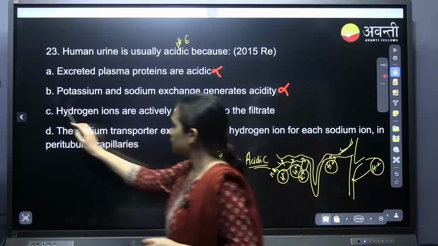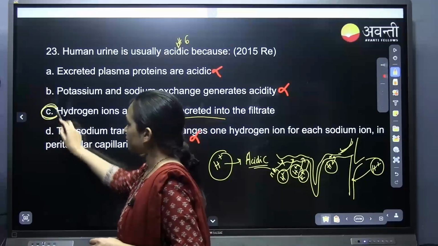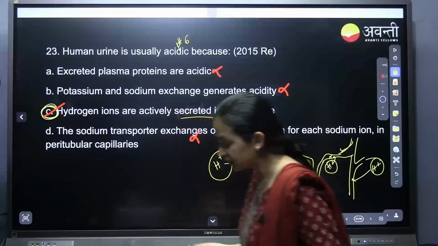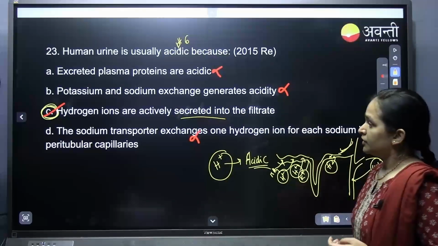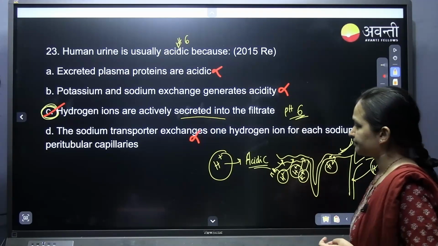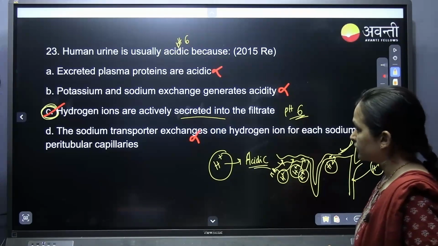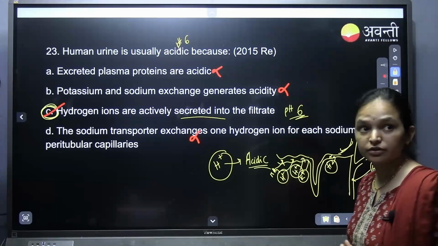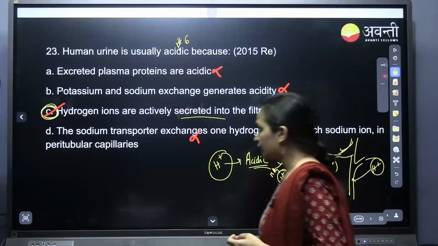So this actually decreases the pH, or increases the acidity. That is, the pH is around 6. That is the main reason for the acidic pH.